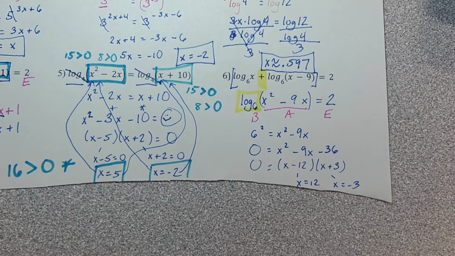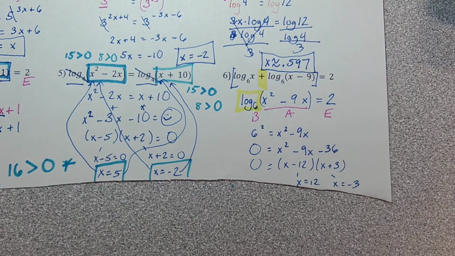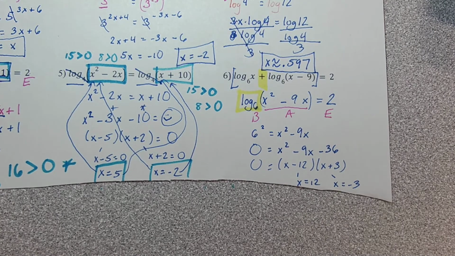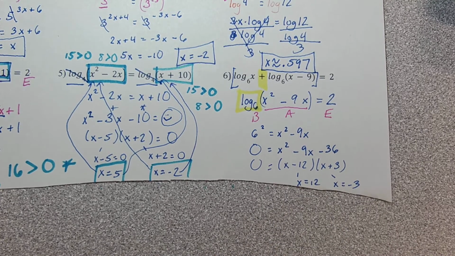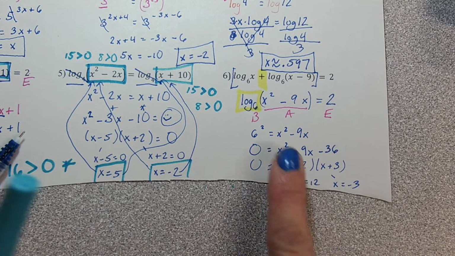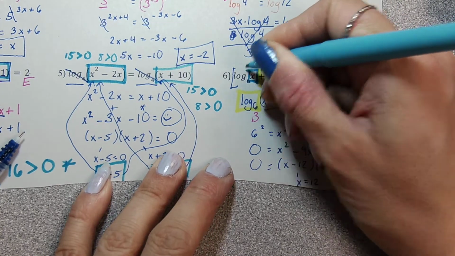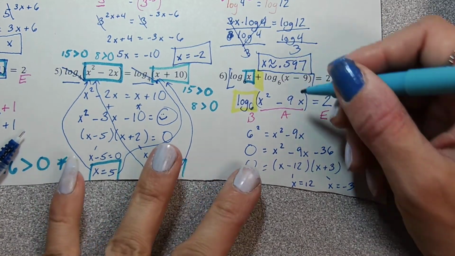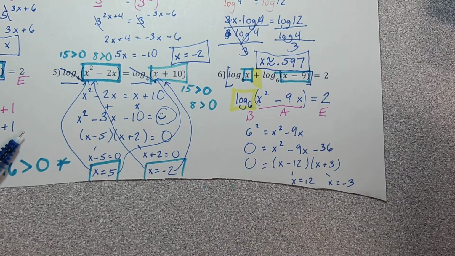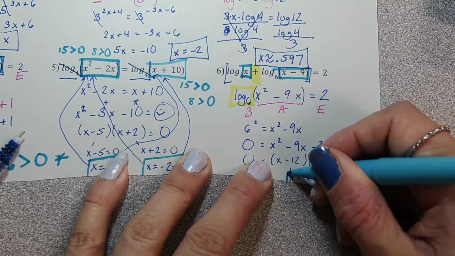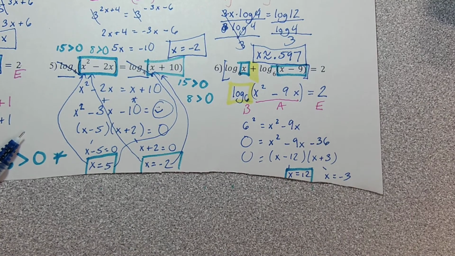And that goes for the condensing part of the test as well. Don't just do the operations with the answer parts. Make sure you have the log written out in front as well. Now from here, we have to check both of these solutions in the answer part of our log. So I'm going to start with the 12. Is 12 greater than 0? Yup. 12 minus 9 is 3. Is 3 greater than 0? Also yup. So x equals 12, legit a solution.